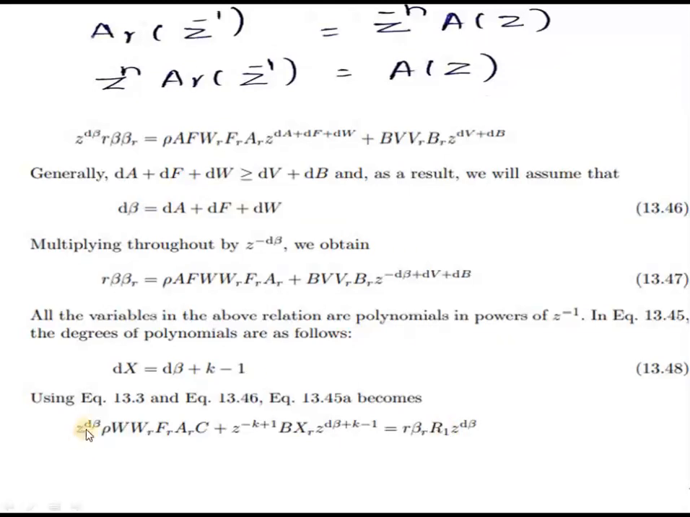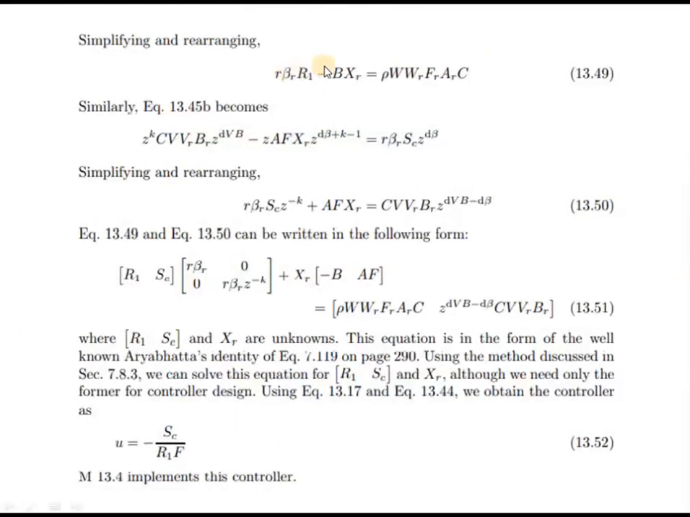Now just divide this whole equation with z raised to d beta, and we get the equation. We come up with the equation R into B_R into R1 minus B into X_R is equal to rho into W W_R F_R A_R into C. That is, we have taken the common term z raised to d beta, and we come up with this equation. Now we have previously solved 13.45a. Now we solve 13.45b with the spectral factorization property.